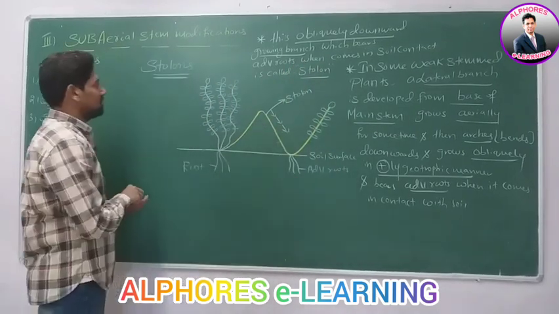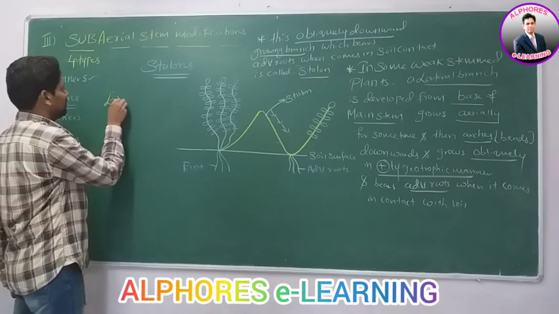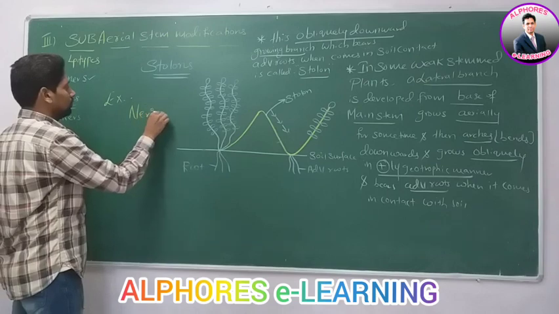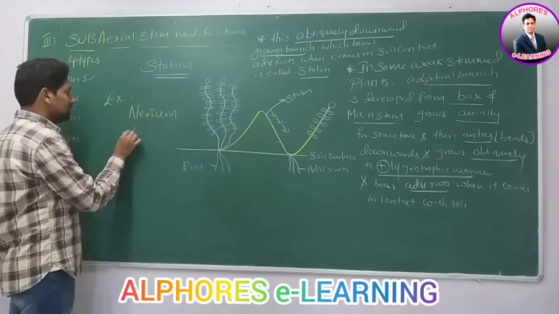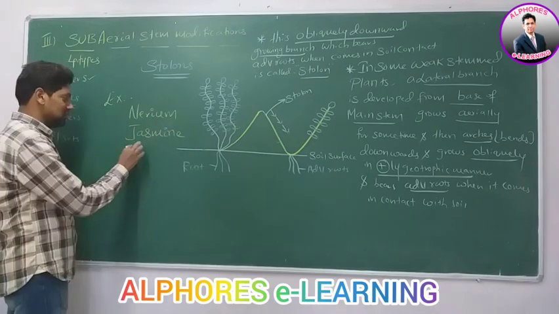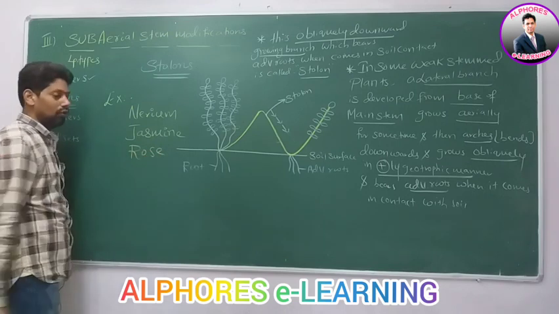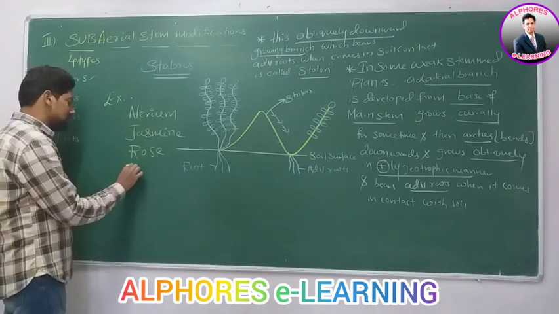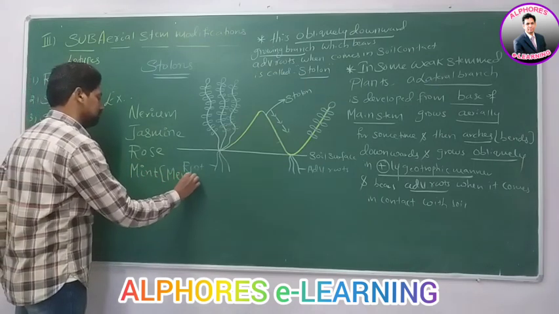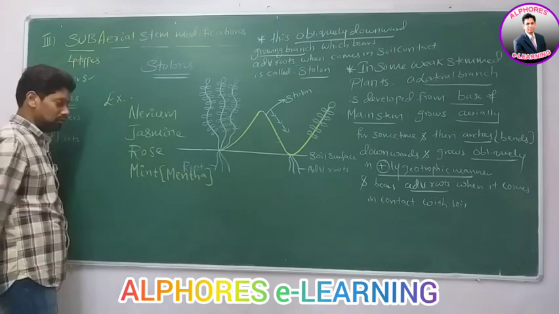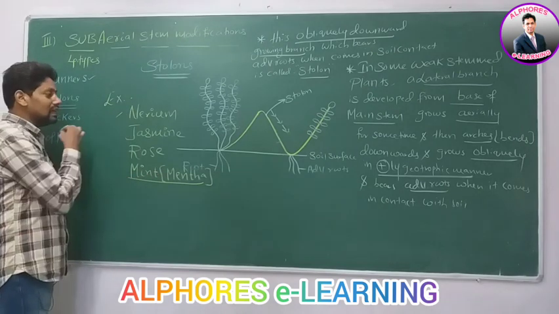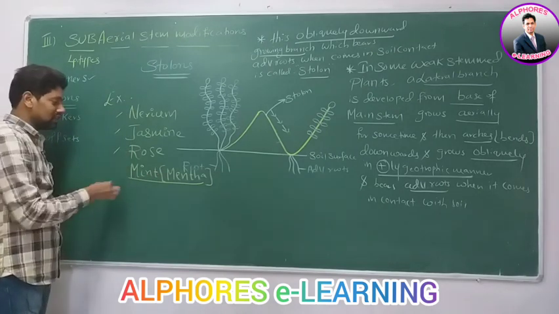Now go for examples of what, sir? Stolons. First one is nerium. Okay. Second one is jasmine. What is the second one, sir? Jasmine. Third one is rose. Okay. And next one is mint, M-I-N-T. Mint, nothing but mentha. Mentha. Pudina, as you say in Hindi. Right? Mint, mentha. Therefore, nerium, jasmine, rose, mint.